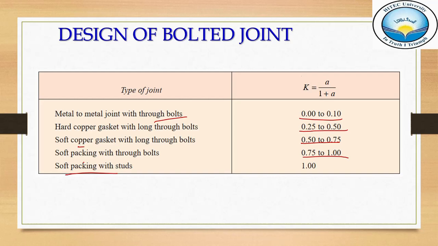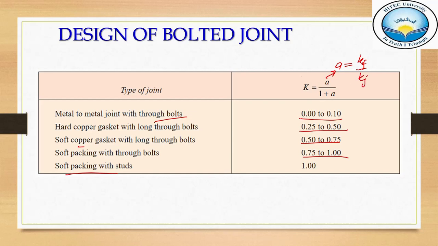So again, when you solve a design problem, you have to see in which category this falls. Here, K is the ratio of the stiffness of the fastener divided by the stiffness of the joint, and that is a very important term.